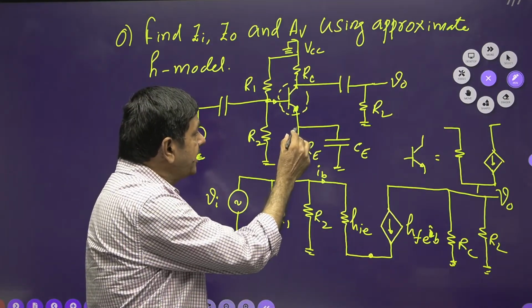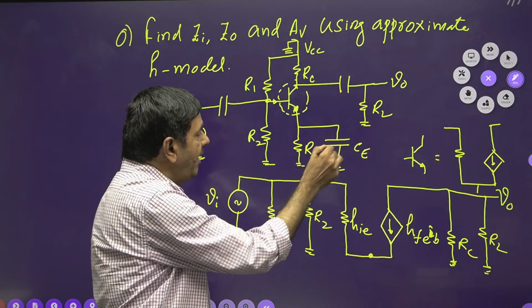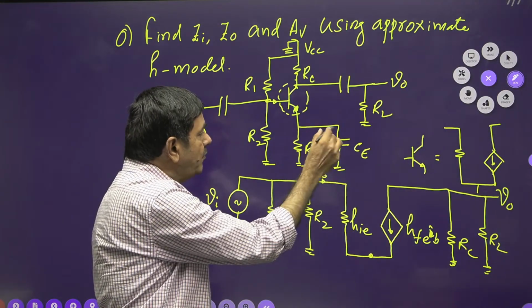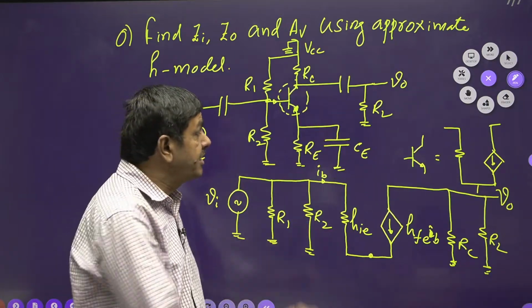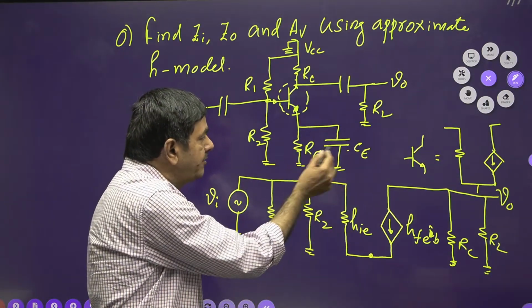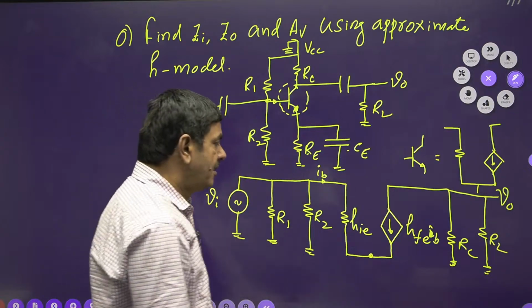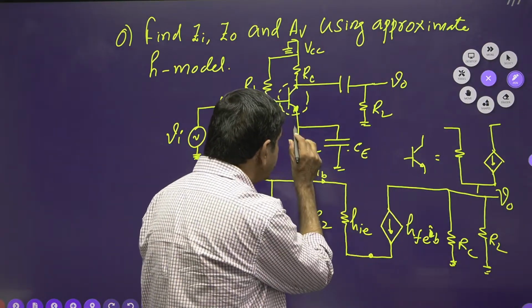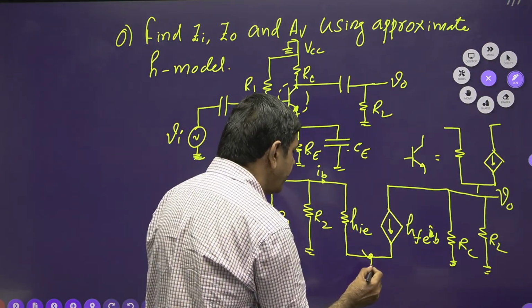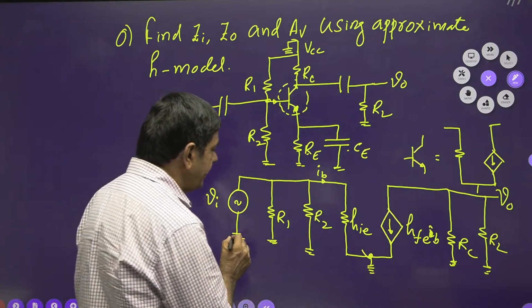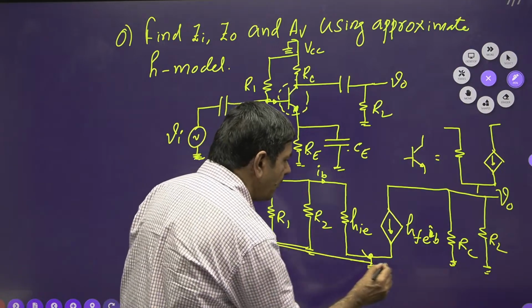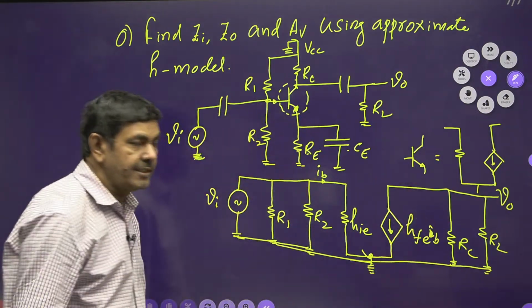Here the capacitor is shorted. RE is connected to what? One shorted wire only. At that time, zero resistance is possible: 0 into RE by 0 plus RE gives 0. So this is connected to the ground. Finally, all these ground points can be connected in such a way.